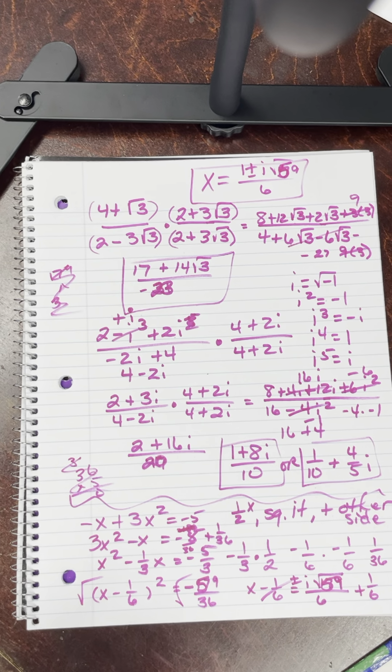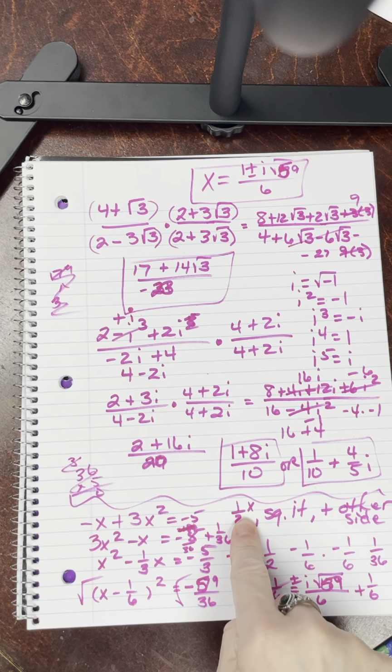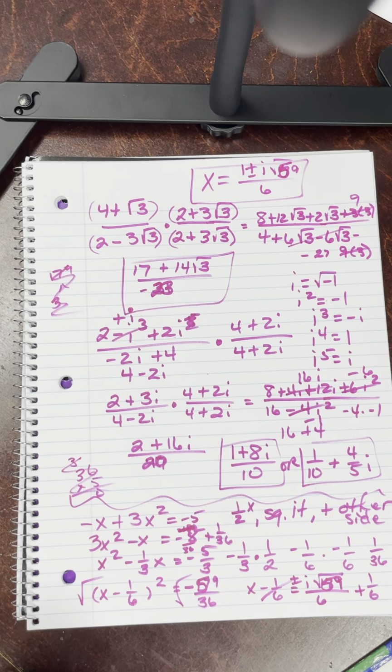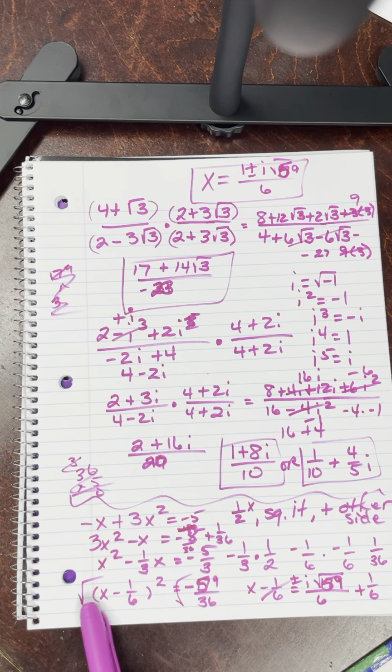So once again, the completing the square steps are half the x term, square it, add it to the other side. And then all of the rest of your steps are in the solving for the x.